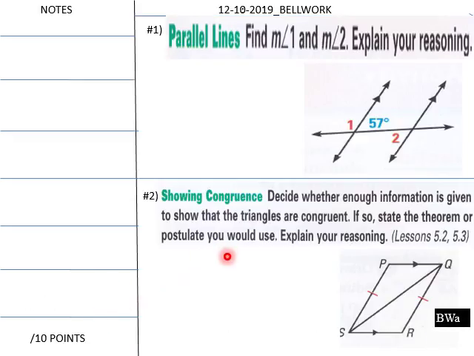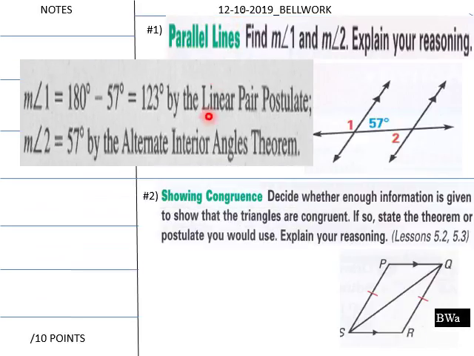Okay, welcome back for our solutions to today's bell work. Here is your solution here. We have a linear pair here, so 180 minus 57 gives us 123. And then down here, measure of angle 2 would equal 57 by the alternate interior angles theorem. These are alternate interiors here. These lines are parallel, so we can use our alternate interior angles theorem here.